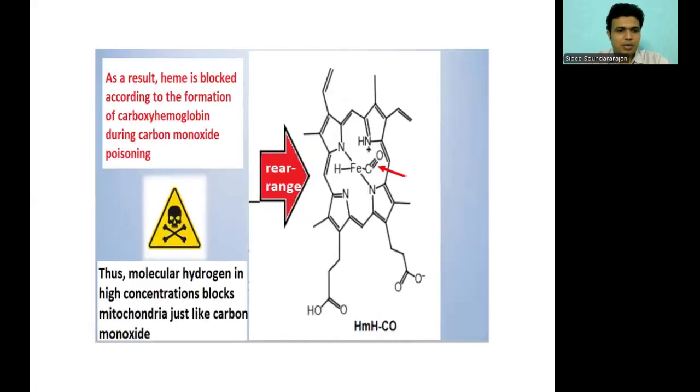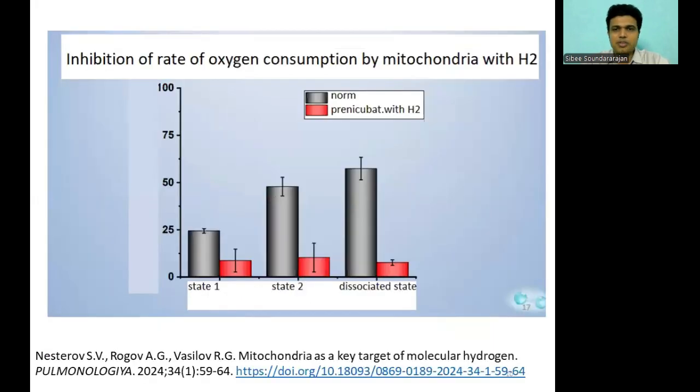Thus, the reduction of carbon dioxide to carbon monoxide, followed by covalent binding of a carbon monoxide molecule to heme iron, can lead to heme inactivation according to the well-known mechanism of conversion of hemoglobin into non-functional carboxyhemoglobin in carbon monoxide poisoning. This possibility was proven in the experiments studying the respiration of isolated mitochondria with high concentration of hydrogen by Nazarov and co-authors.